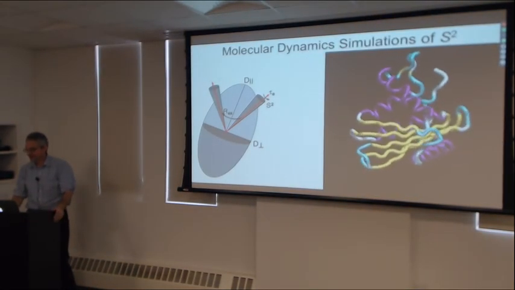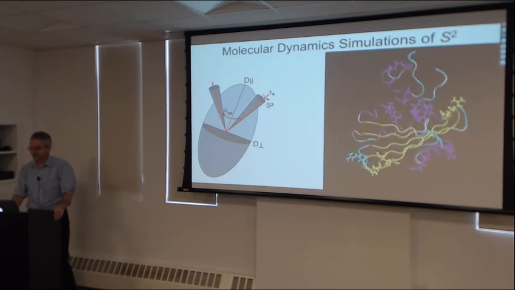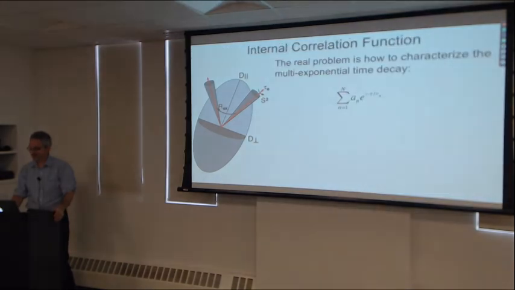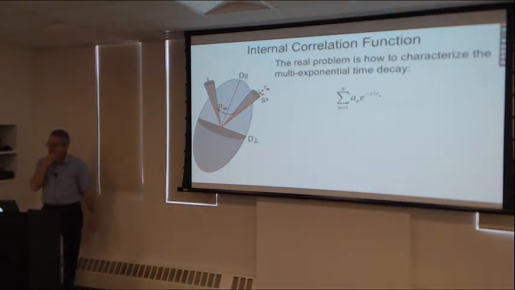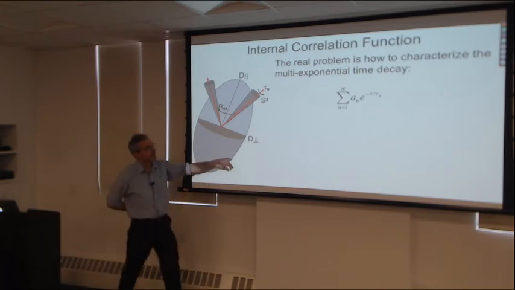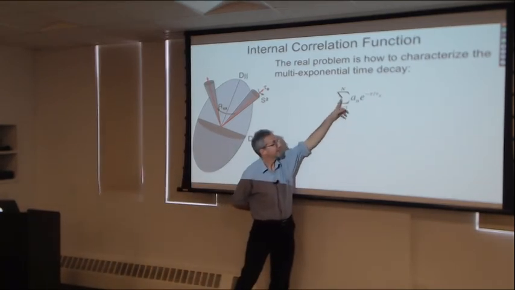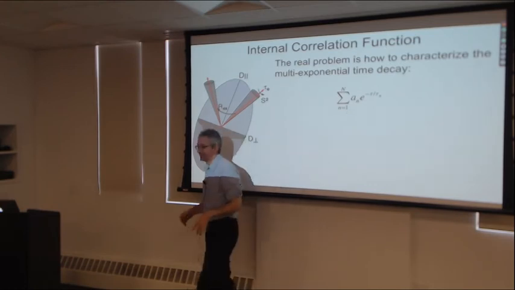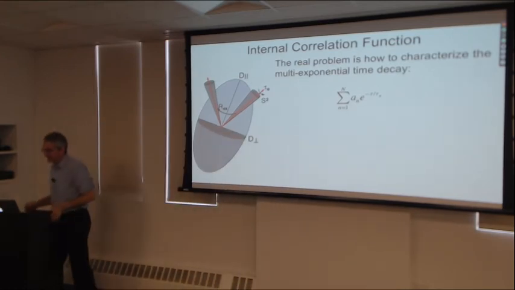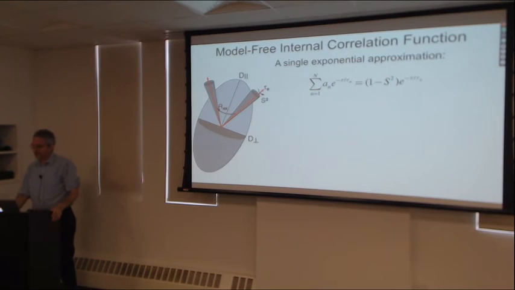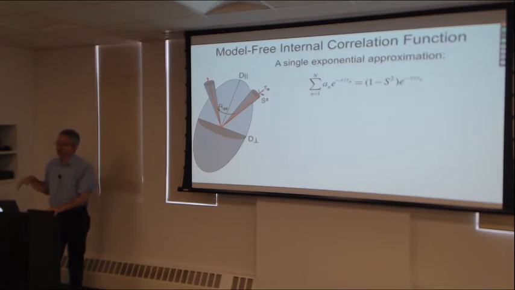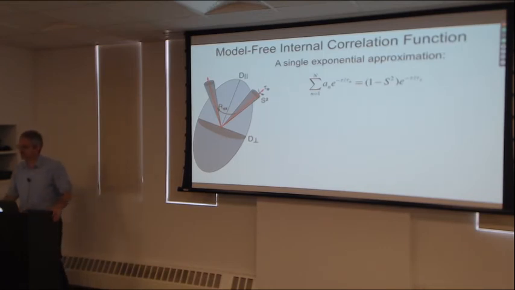These days, it's popular to analyze the order parameters by simulation. You can easily calculate them in simulations. But the real problem is, what do we do? We have this multi-exponential decay. How much of that can we determine? So the original model-free approach said, let's just approximate this sum, which might be an infinite number of terms, by a single exponential.